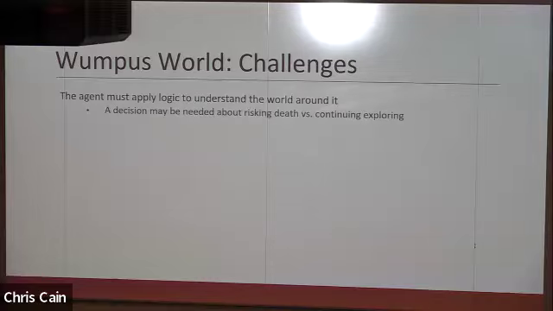If we need to decide risking death versus continuing exploring, that is an interesting decision. And it will depend on lots of information. How much of that can we reasonably recognize with just logic without probabilistic analysis? How much extra information do we gain from incorporating probabilistic analysis?